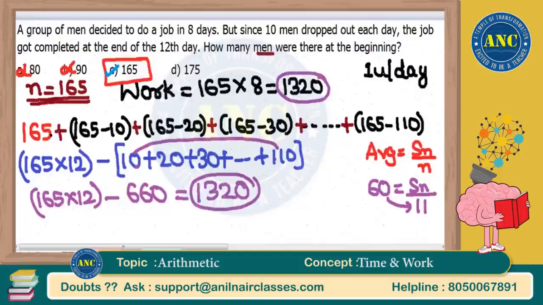If by chance 165 was incorrect, then the only option left is 175. Don't waste your time by solving for 175. Mark it and go ahead. I hope the idea is clear. Very, very good questions, these questions are.